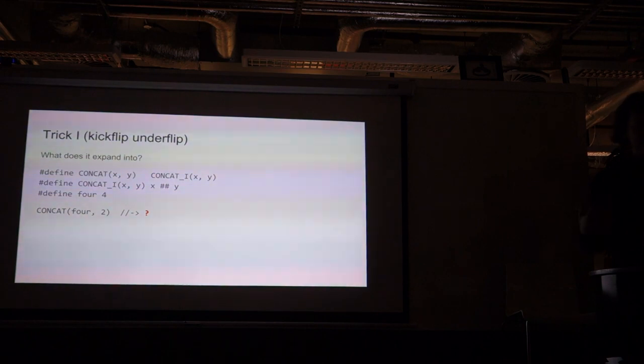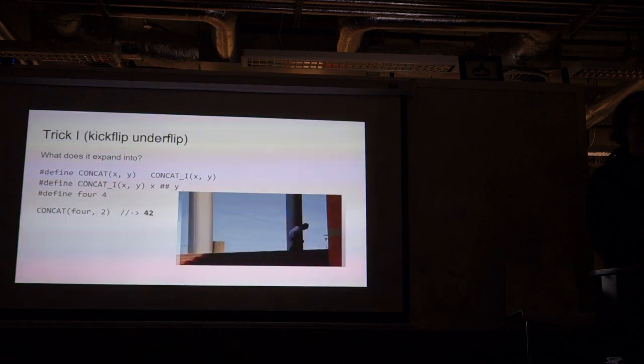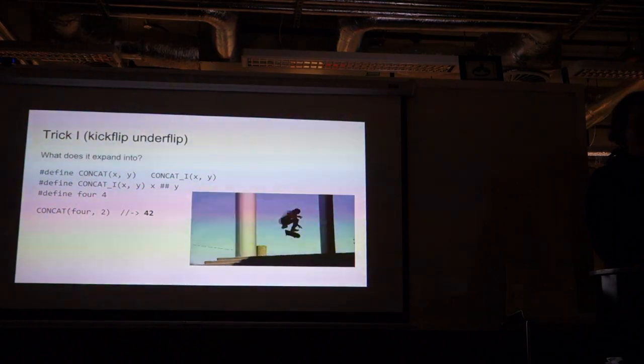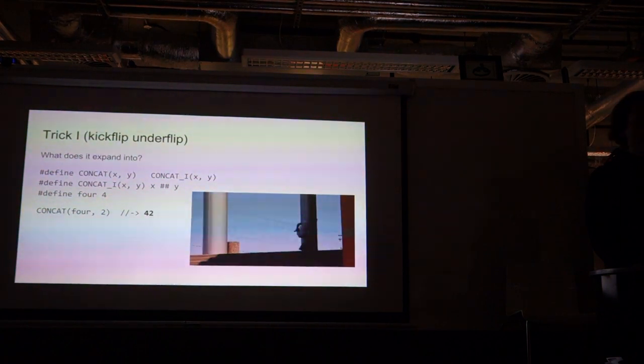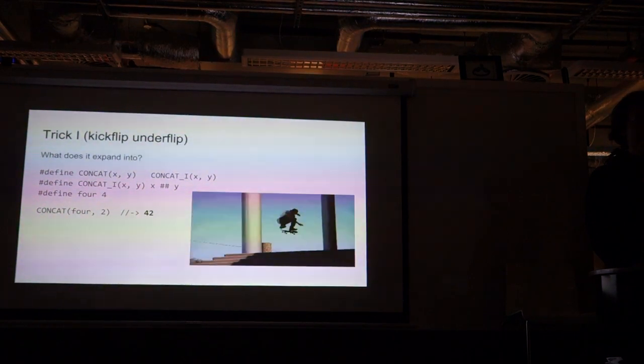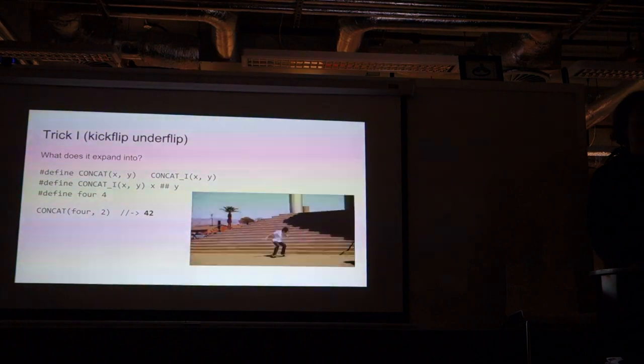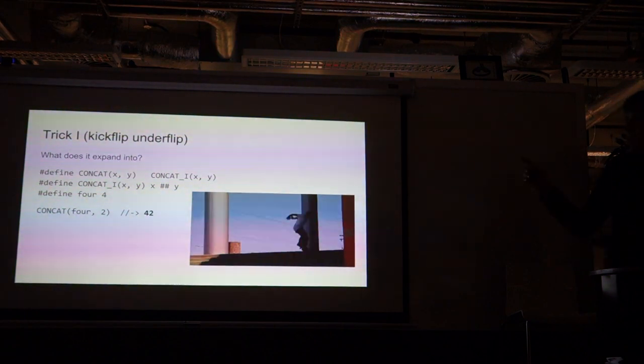Here is where the underflip comes into the game. We need to provoke the preprocessor to do a rescan. I think you already know the answer here. What's going to be? 42 bits. Excellent. But why? You will see. And will it work if CONCAT and CONCAT underscore I are declared in the opposite order? If you declare CONCAT underscore I first, will it still work the same way? Yes, it doesn't depend on the order. And this is how we land the desired code.